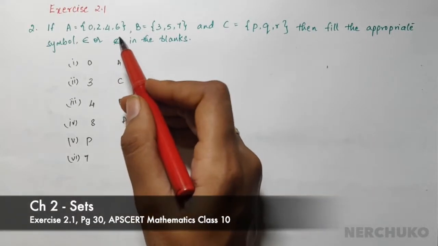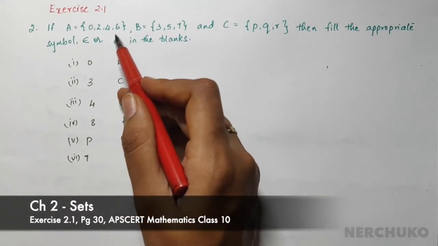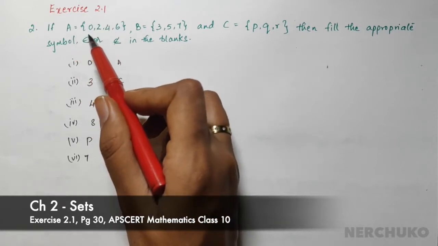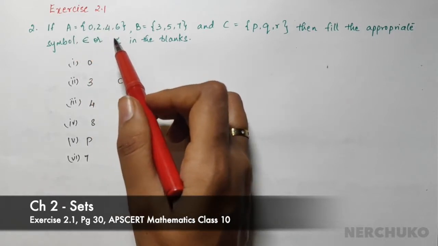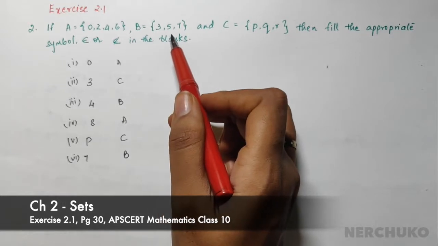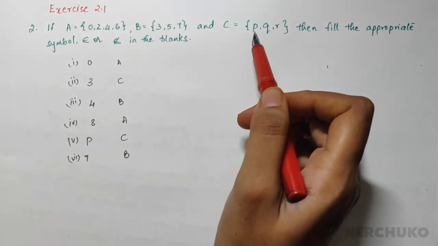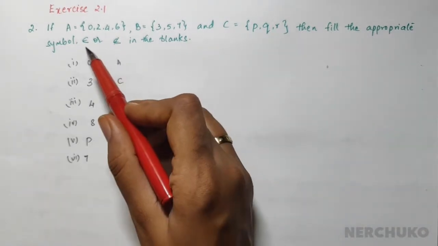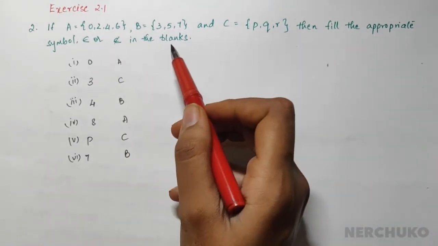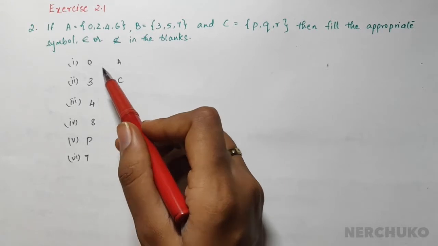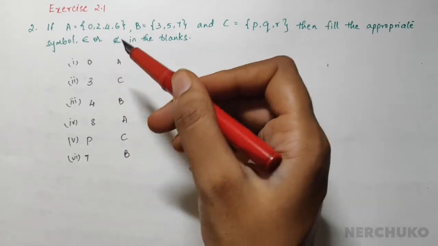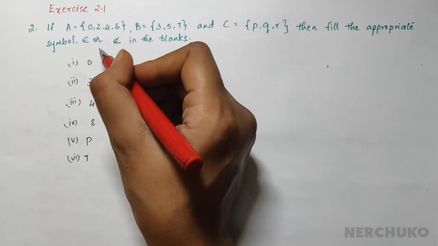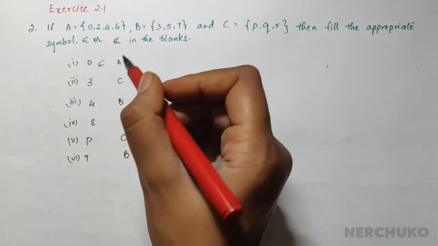If set A equals 0, 2, 4, 6, set B equals 3, 5, 7, and set C equals P, Q, R, then fill the appropriate symbol, belongs to or does not belong to, in the blanks. So 0 and A. In set A we have 0, so we can write 0 belongs to A.